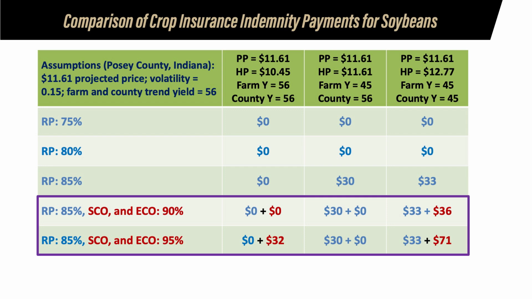If both the farm and the county yields are lower, they're going to both have payments in terms of both revenue protection and the ECO products would be in the green, and you'd be getting some payments for having low yields if that's the case. So it's the same story with corn. You really have to think about how correlated these farm and county yields really are. If they're not very correlated, I don't think the ECO products are that attractive compared to what they would be if they are correlated.